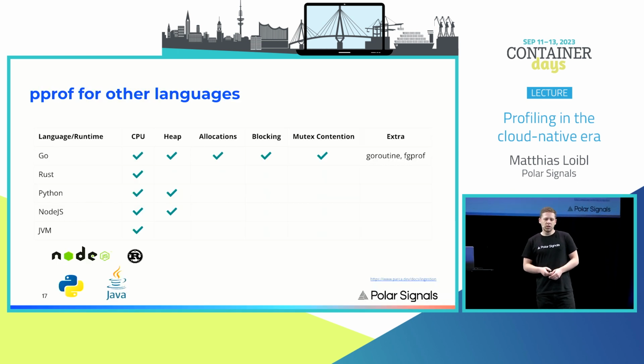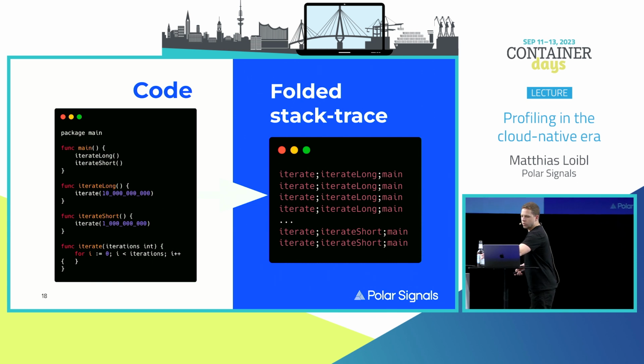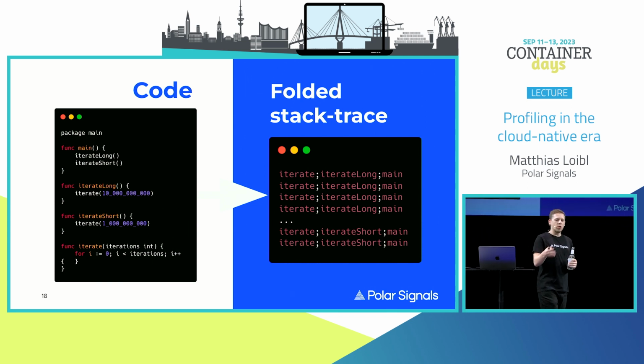And here you can see Go is obviously super well supported. There are even some additional profile types you can take for Go routines or fgprof, which is a community project. And some other languages have third-party libraries, for example, for Rust, JVM or Python and Node.js. You can find something, but they aren't as fully fledged as the Go runtime has it built in. How do we go from having the code to this pprof format, right?